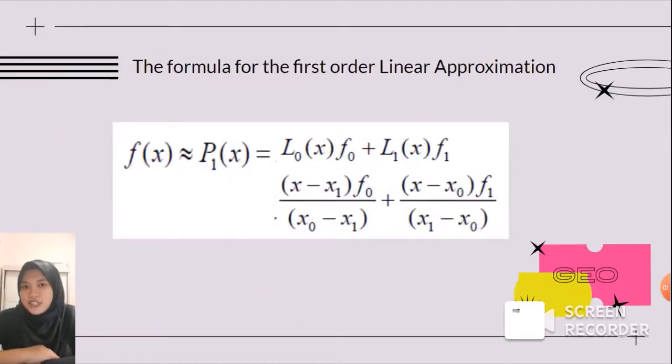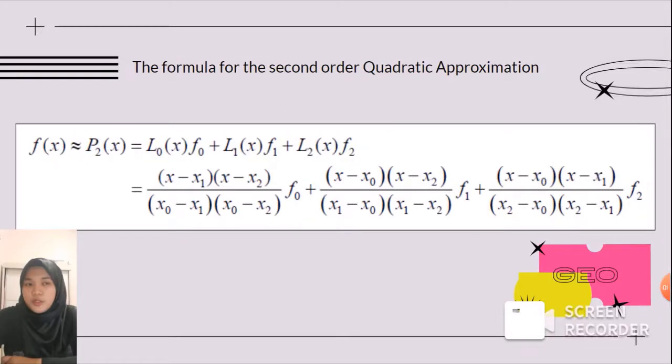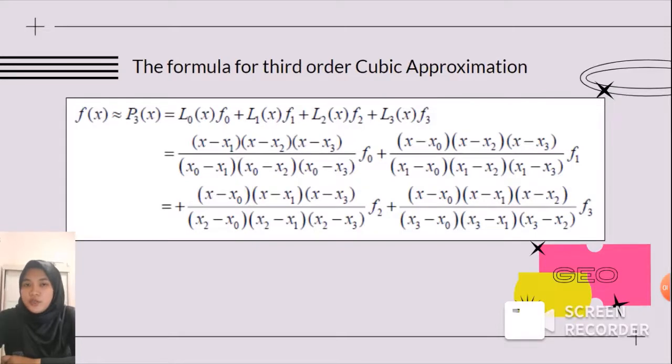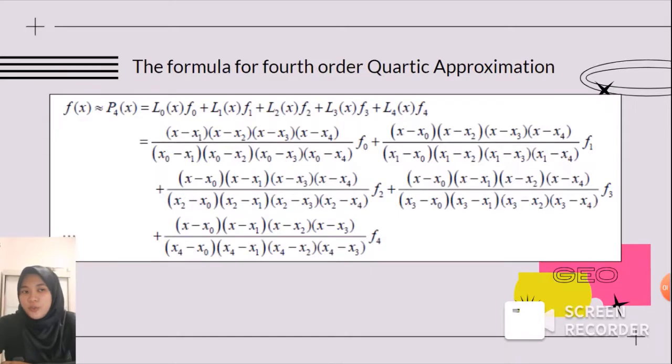To get the answer, you can just key in the values in the formula. For the first order, linear approximation, here it is. The formula for the second order, quadratic approximation. The formula for third order, cubic approximation. The formula for fourth order, quartic approximation.